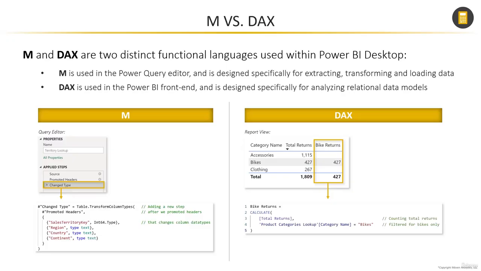All right, so now that we've had a brief introduction to DAX, explored the differences between M and DAX and where they're each used, let's pick things back up and explore calculated columns a bit more deeply.